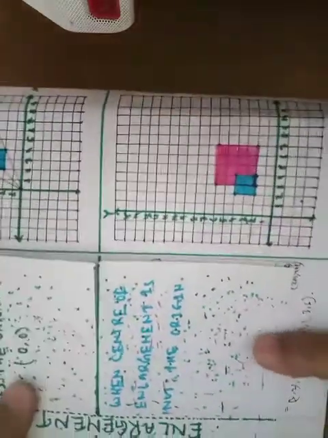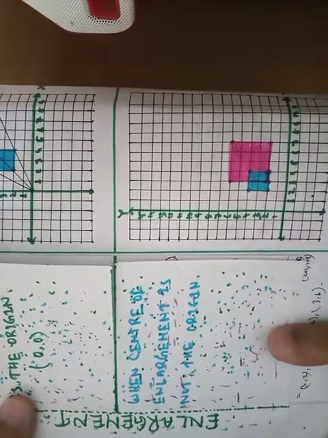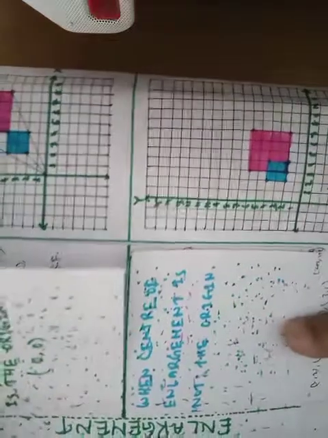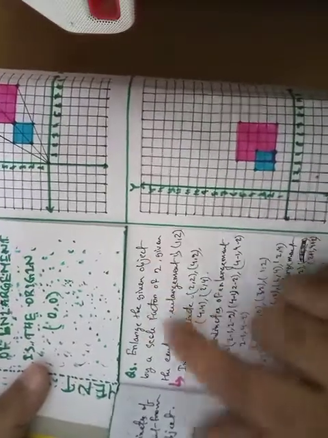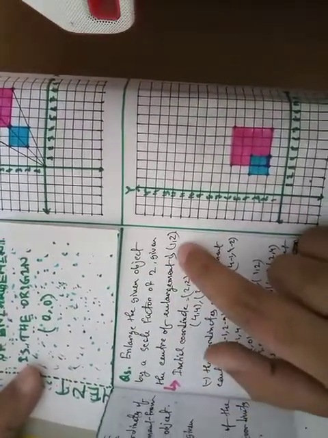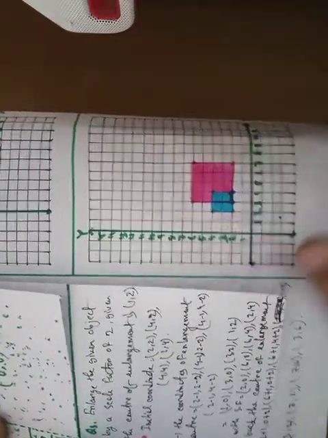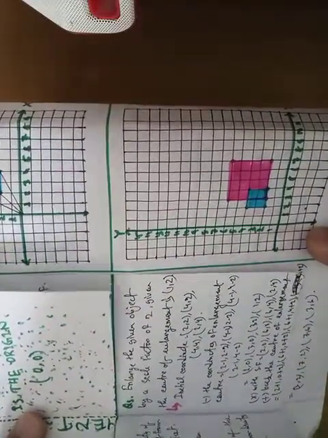Okay, now for the second part. When the center of enlargement is not about the origin, the center of enlargement can be any point. So what are the steps? As we have written previously, now let's go straight to the question here. Enlarge the given object by a scale factor of 2 given the center of enlargement is (1, 2). So this blue square box is the object here. The center of enlargement is (1, 2) and the scale factor is 2.